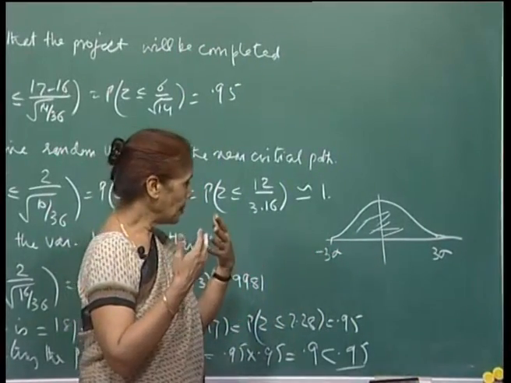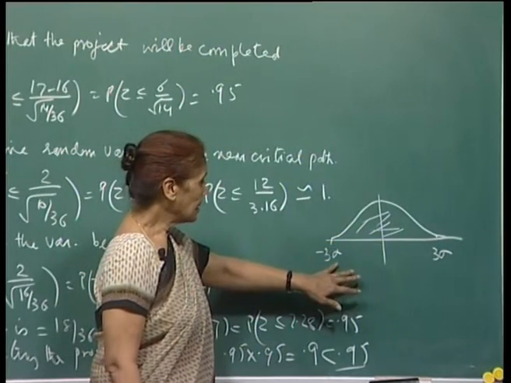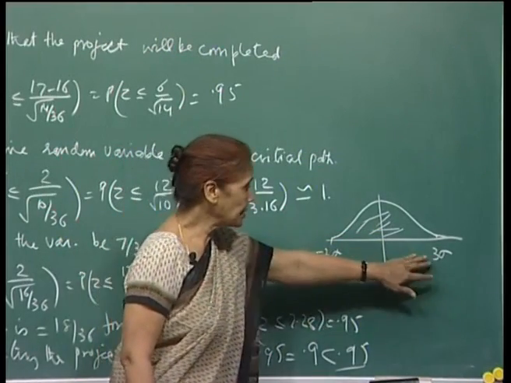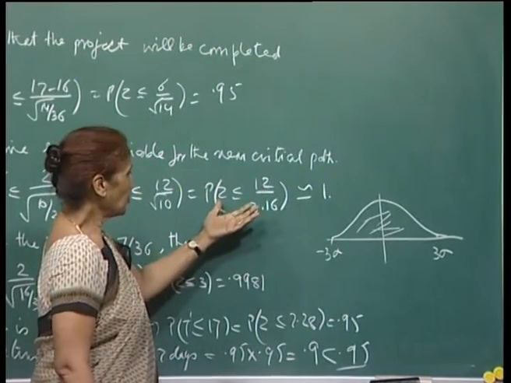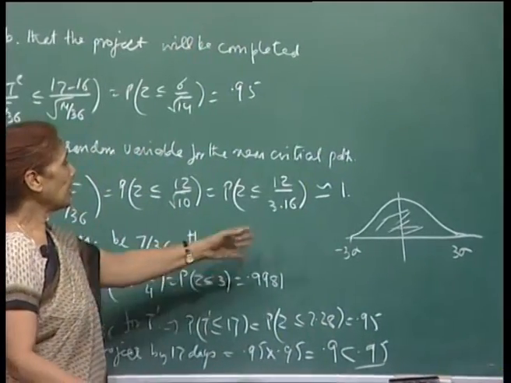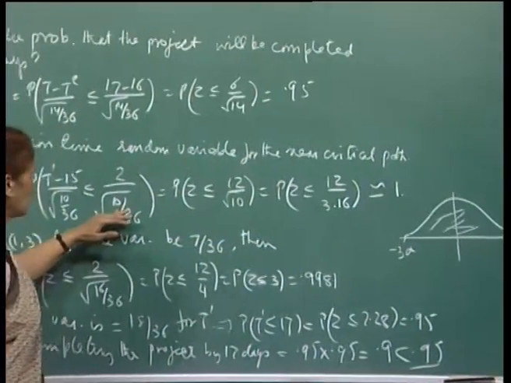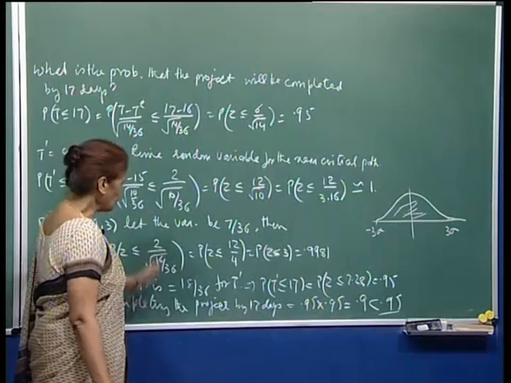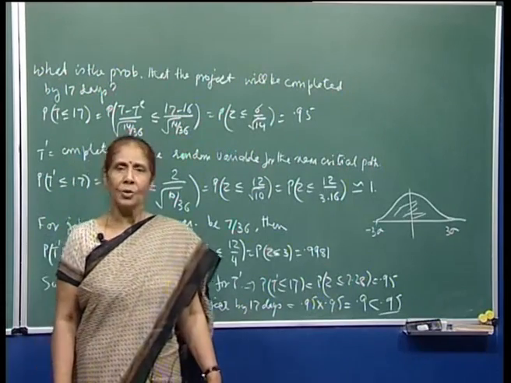This probability is close to 1, because you know that for the normal curve almost 99% of the mass lies between minus 3 sigma and 3 sigma. So, if this number is more than 3, then this probability will be almost equal to 1, something like 0.998. Therefore, because the variance of this near critical path is small, it will not have any bearing on the probability of completing the project.